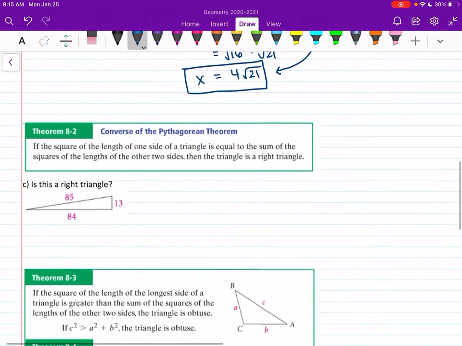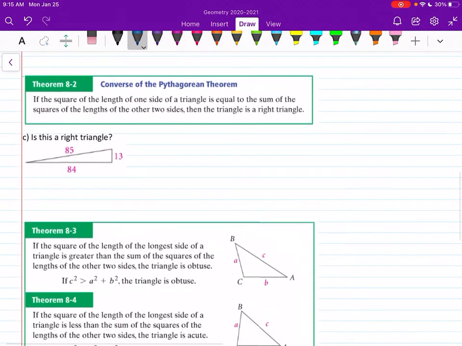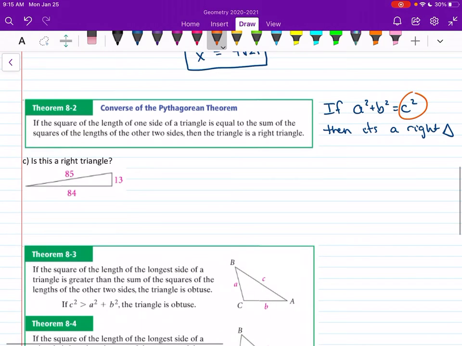All right, next we have a theorem that is the converse of the Pythagorean theorem. It says if the square of the length of one side of a triangle is equal to the sum of the squares of the other two sides, then the triangle is a right triangle. So essentially, if a squared plus b squared equals c squared, then it's a right triangle. And remember that c has to be the longest side. Always the longest side.